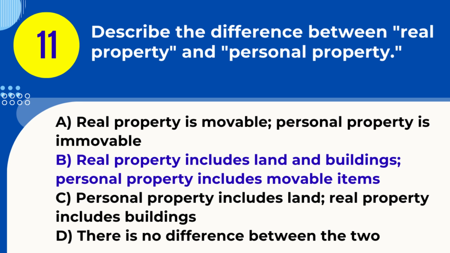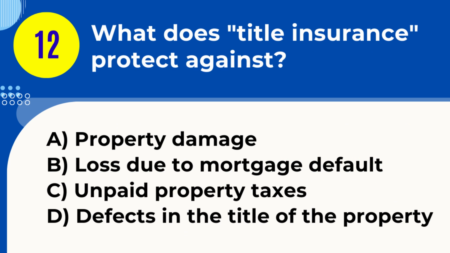Answer. B. Real property includes land and buildings. Personal property includes movable items. Explanation. Real property refers to land and anything permanently attached to it, like buildings, while personal property refers to movable items. Question 12. What does title insurance protect against? A. Property damage. B. Loss due to mortgage default. C. Unpaid property taxes. D. Defects in the title of the property.